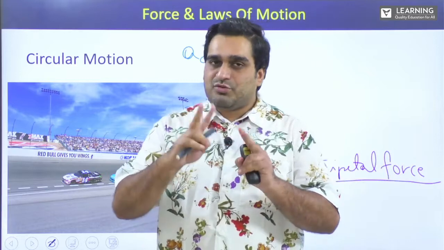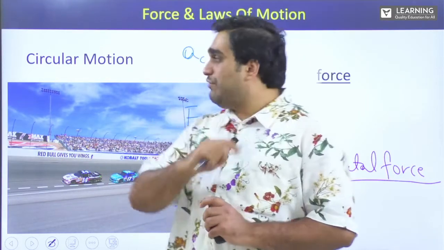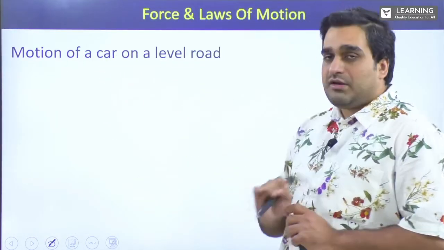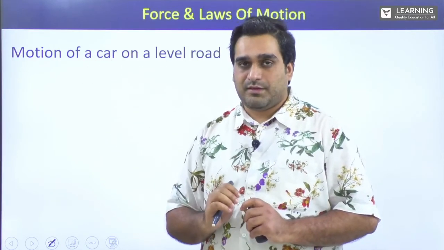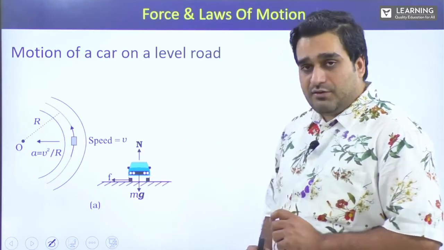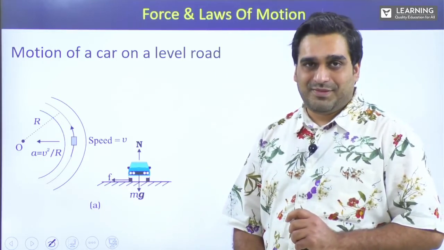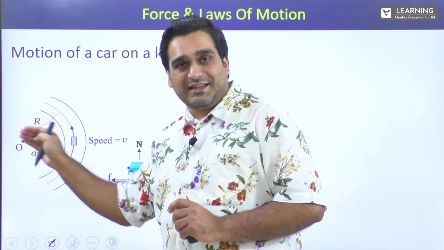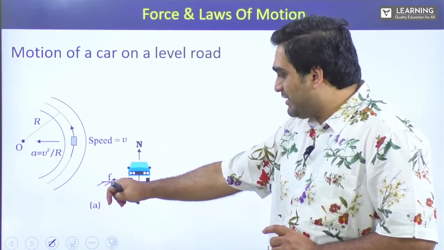Now we will consider two different types of road. First, a car moving along a level road. So, the motion of a car on a level road. Here we have a car which is moving along a level road, but along a circular track. Since it is moving along a circular track, there's a certain force acting inwards, which is the centripetal force. That is also mentioned here as F.